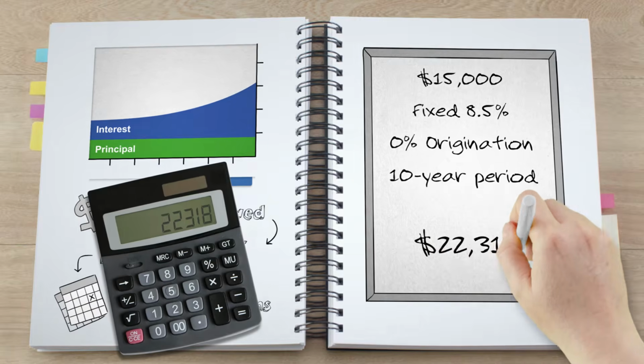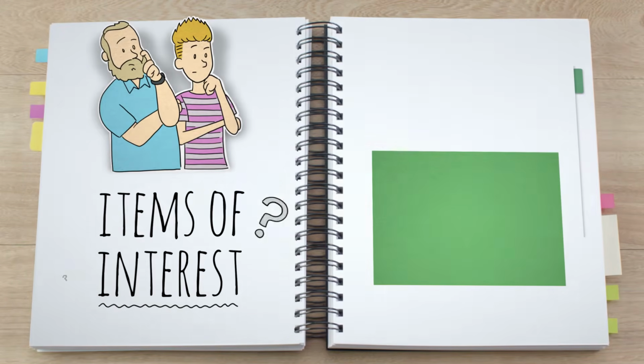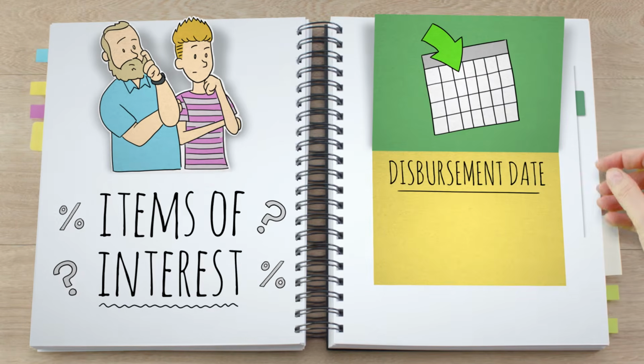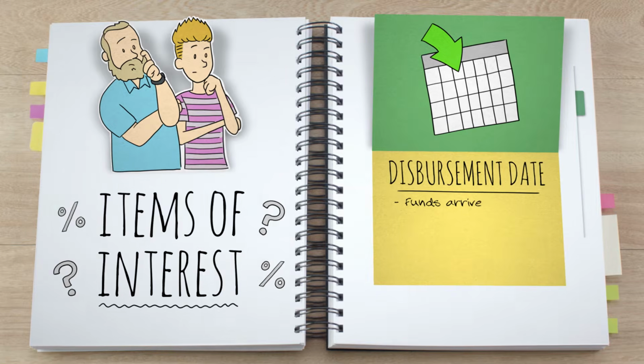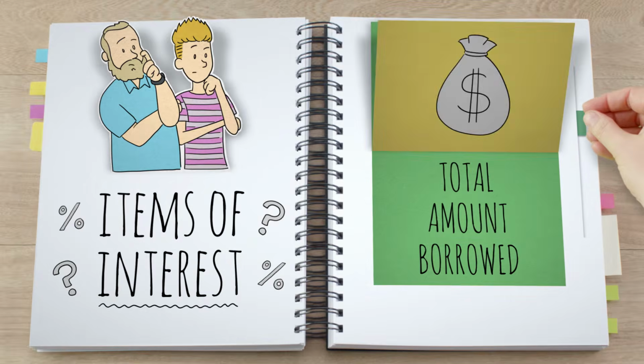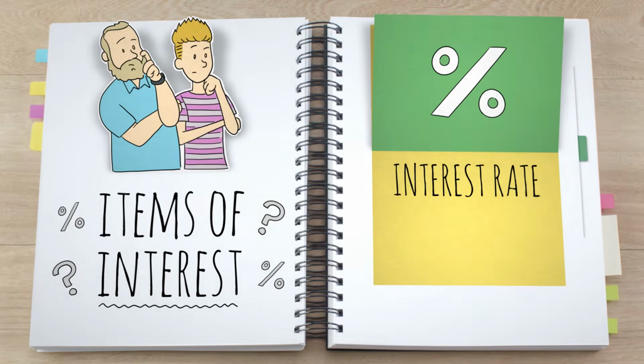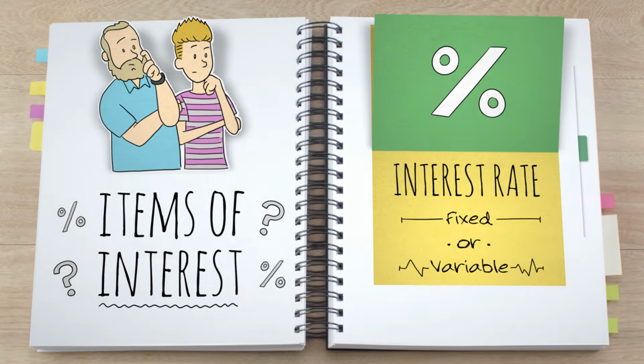To better understand your payment obligations, here are some key items to know whenever you or a student takes out a student loan. The disbursement date, which is the date the funds arrive and usually when interest starts accruing. There are exceptions, like subsidized federal loans for your student, where the government pays the interest while your student is in school full-time. The total amount borrowed in each loan, the interest rate on each loan, and whether those rates are fixed for the life of the loan or variable, which means they can change.